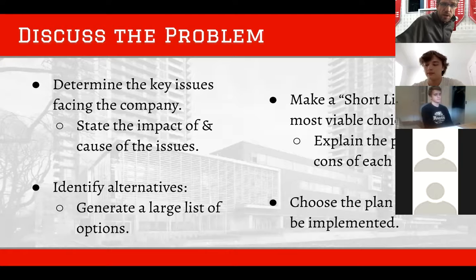Once you've done that, again, get a short list. Maybe the 5 or 6 things you're willing to explore. You can look at the pros and cons in more detail, and then choose the plan that will be implemented.